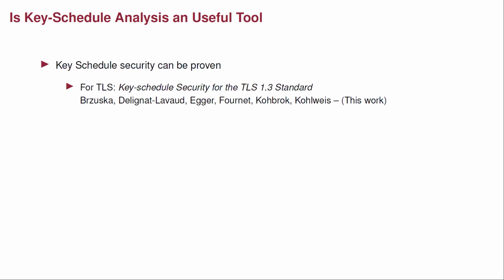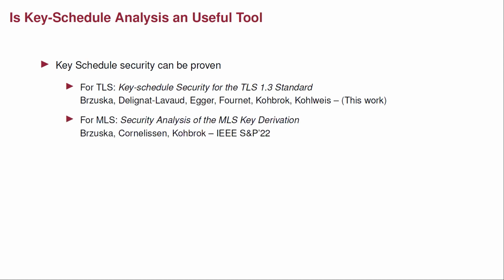So now I've talked a lot about what we do in this key schedule and key schedule security. Is this actually useful? You want two properties. First of all, you want that this is actually provable for any interesting instances. And I'm telling you about our proof for TLS 1.3. So we do have key schedule security for TLS. And in follow-up work, there's also key schedule security for MLS, which is a new group messaging protocol. So we do have key schedule proofs for interesting protocol instances.